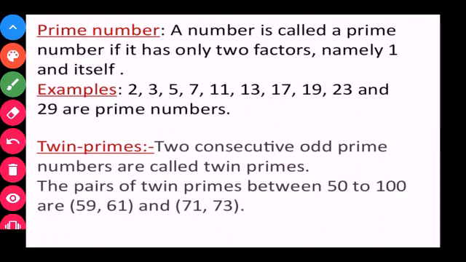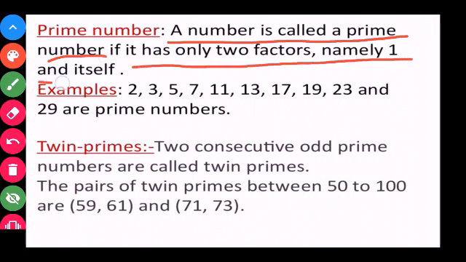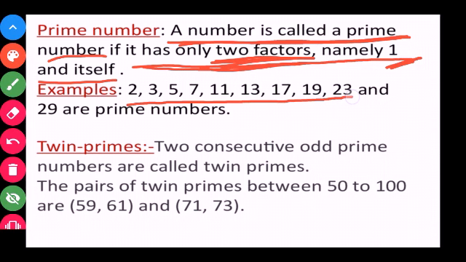Now next definition: the definition of a prime number. What is a prime number? A number is called a prime number if it has only two factors, namely 1 and itself. Try to understand. Only two factors, which two? 1 and itself. Then that number is said to be a prime number. For example, 2, 3, 5, 7, 11, 13, 17, 19, 23 and 29 are prime numbers.